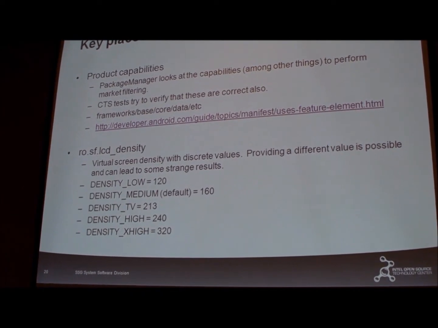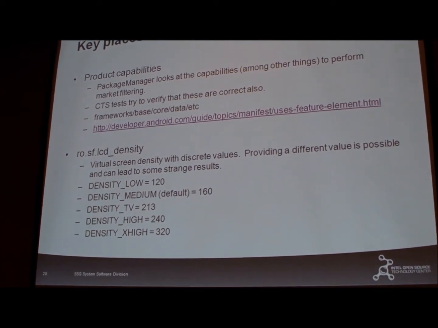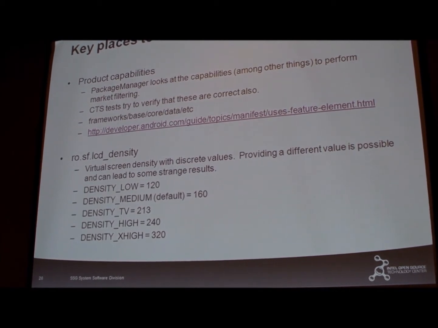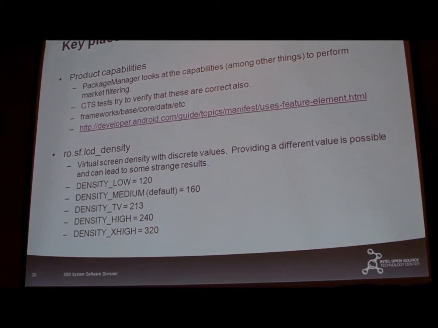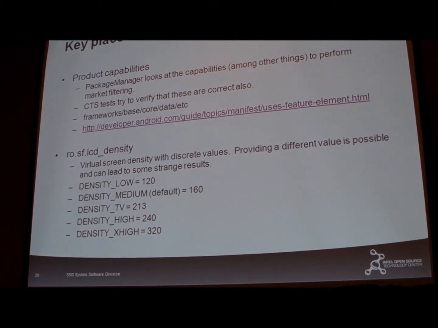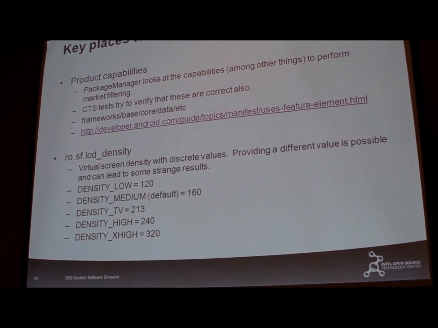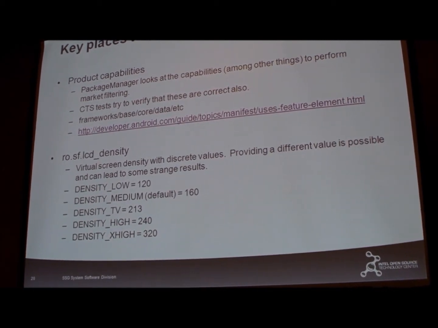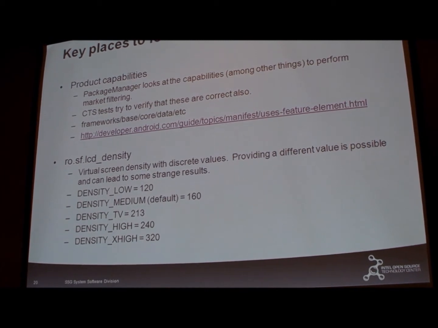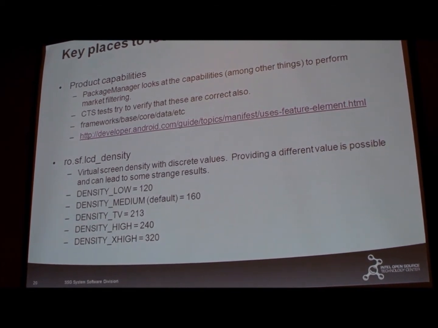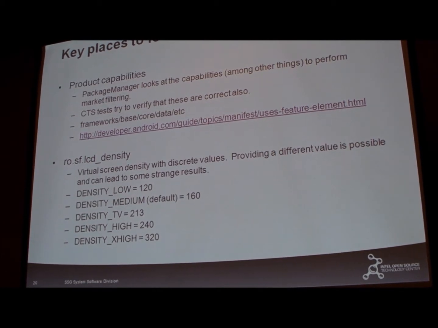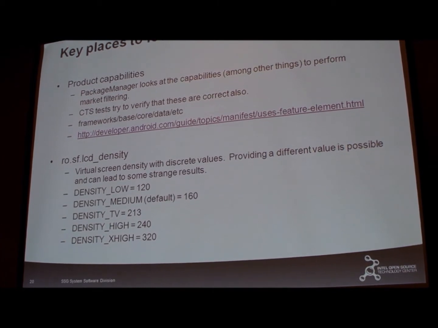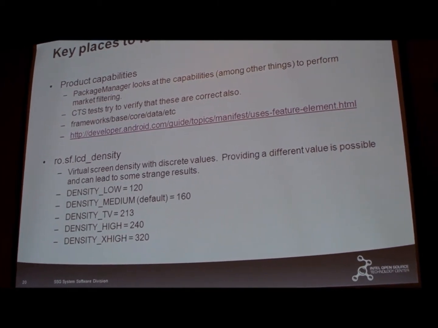The CTS tests do try to verify that what you actually have available on the system is properly declared. I don't know that it actually catches everything, so it's good to be aware of this. These files are in frameworks/base/data/etc. And basically all you have to do is move them to, I believe it's, system/etc/permissions as part of your product copy files. And that's basically how you declare support for a particular feature that's available on the Android.